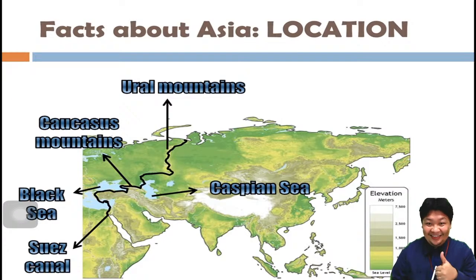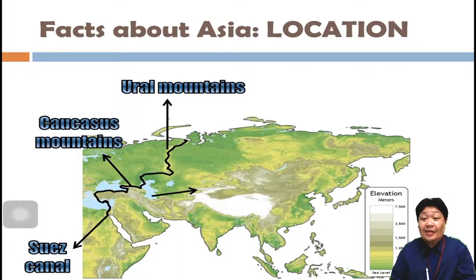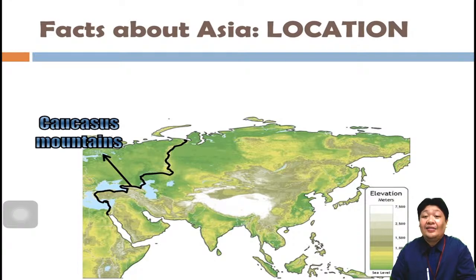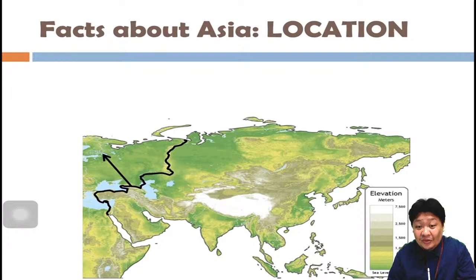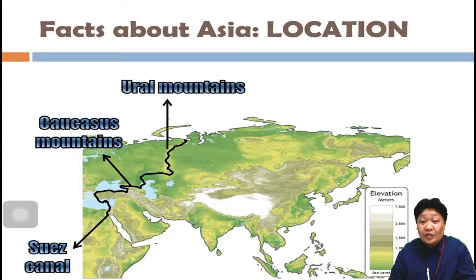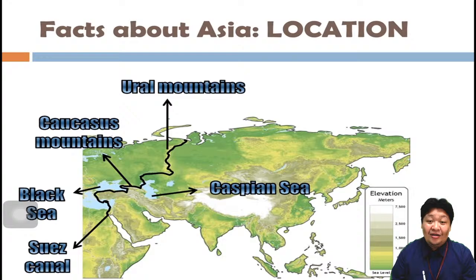Caspian. Understand? Okay, these are the borders again. Black Sea, look at the Black Sea. Next is the Caspian Sea. Next is the Ural Mountains. Next is the Suez Canal. And the last one is the Caucasus Mountains. Again: Caucasus Mountains, Suez Canal, Ural Mountains, Caspian Sea, and Black Sea. These are the borders between Europe and Asia, or the border of Asia in the western part of it.